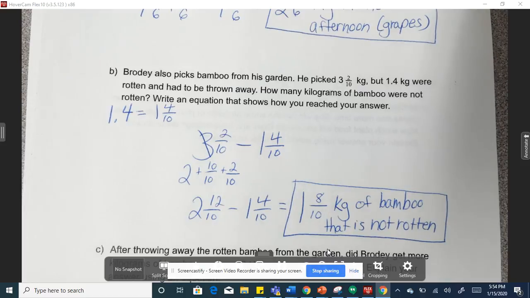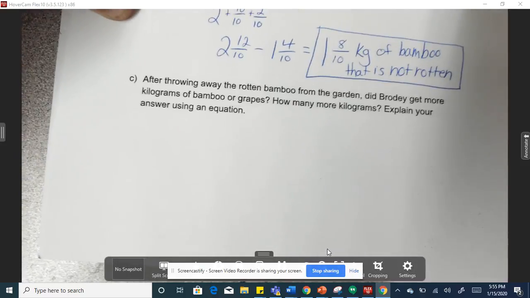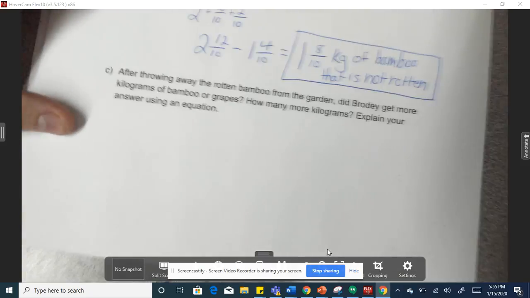Awesome. We have one more part and then we are done. So here, should I move it over?